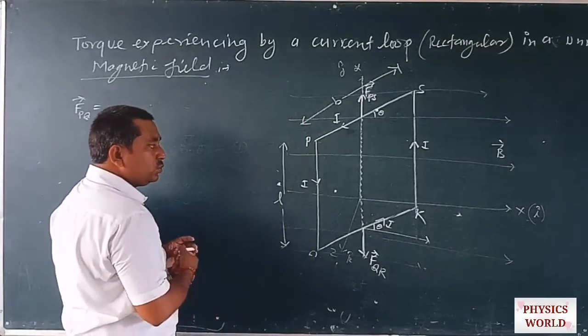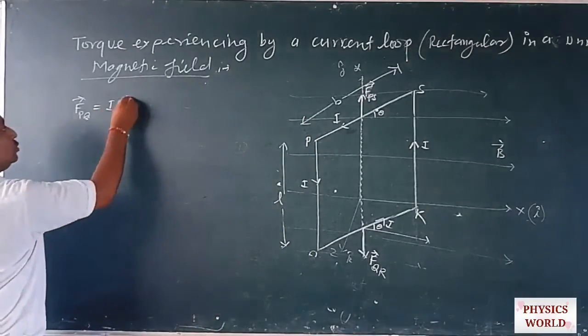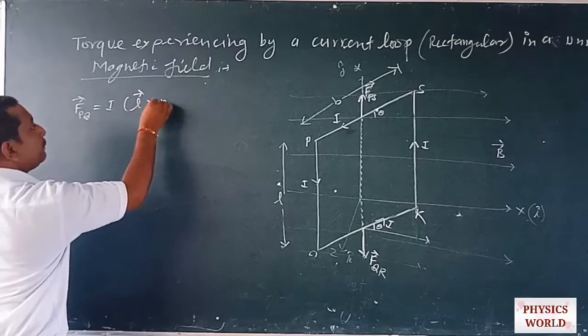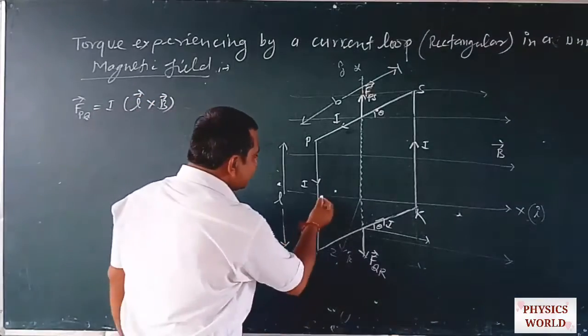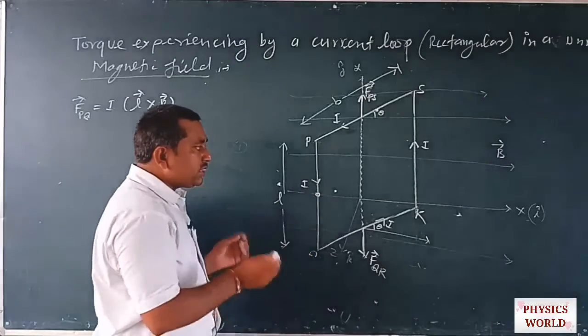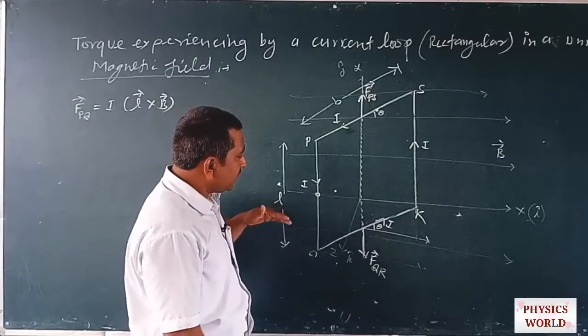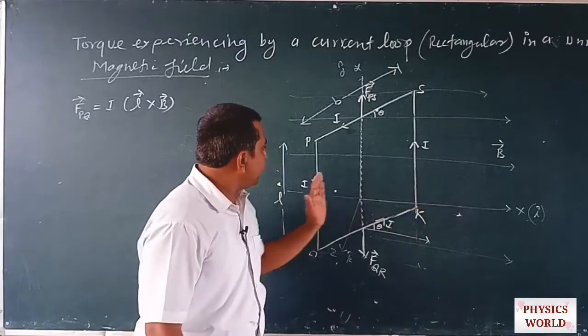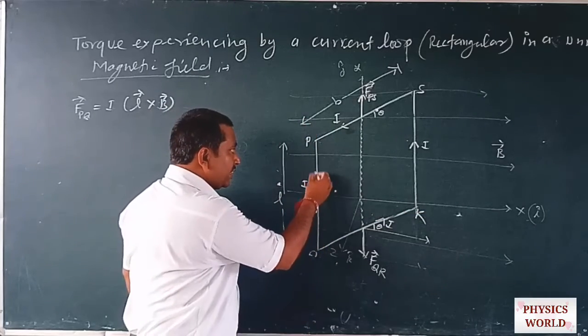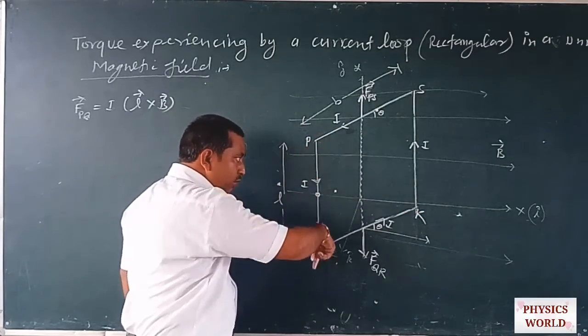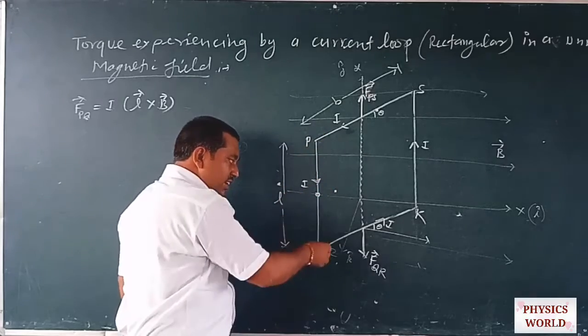Then the force experienced by this part of the coil will be equal to I into L cross B, and the direction of this force will act along the direction which is perpendicular to both, that is, along B and along L, because the current flowing in this wire is vertically downward, so the direction of L is taken downward.